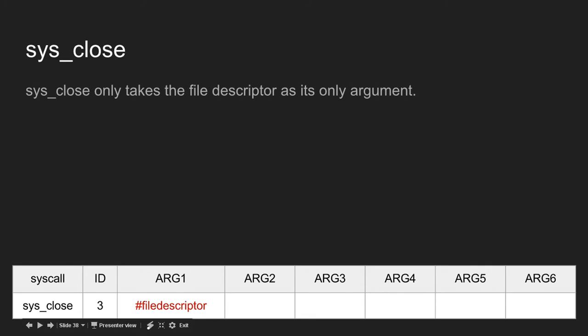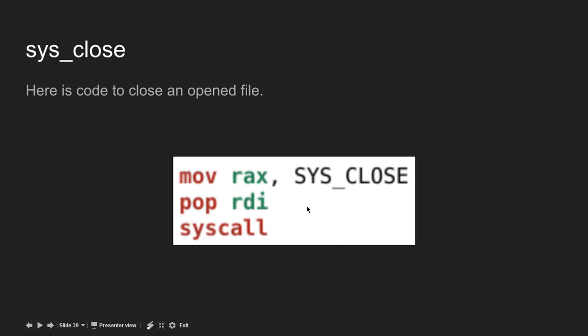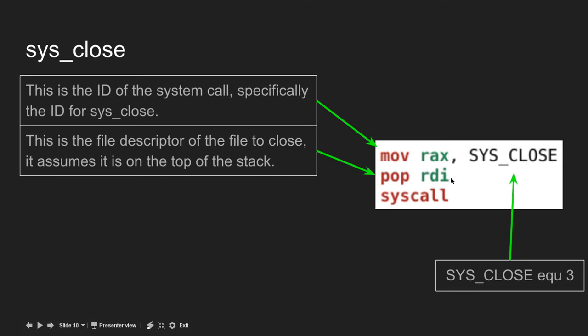Now the last thing we use is sysclose. This only takes the file descriptor as its only argument, so it's pretty simple. So move into RAX sysclose, then pop RDI. Sysclose is just the ID of the system call, specifically the ID for sysclose. This is the file descriptor of the file to close. It assumes it is on the top of the stack. So pop RDI will pop a value off the top of the stack and store it in the RDI register. So if you previously pushed the file descriptor onto the stack, you can now just pop it off to close the file.